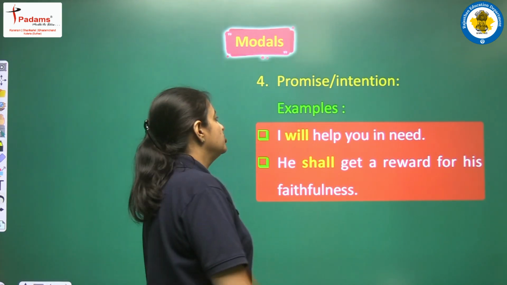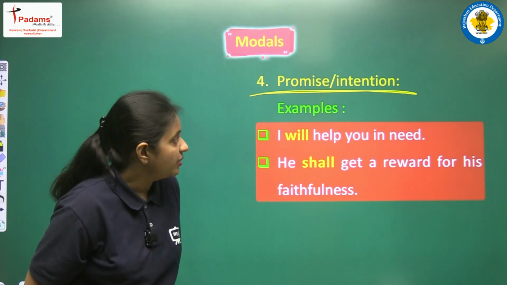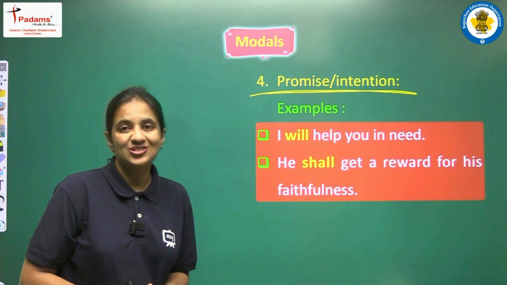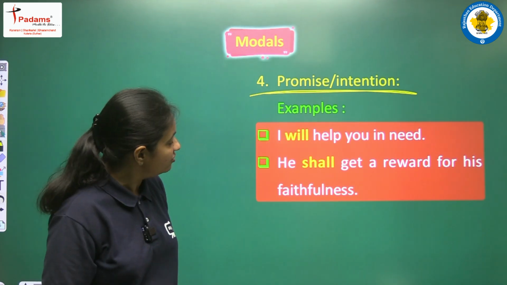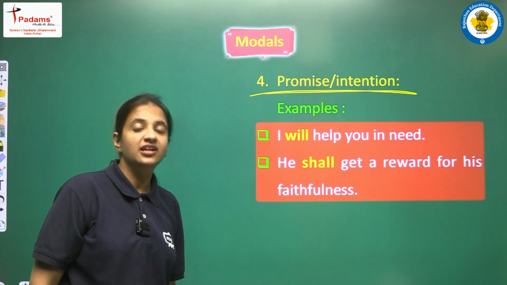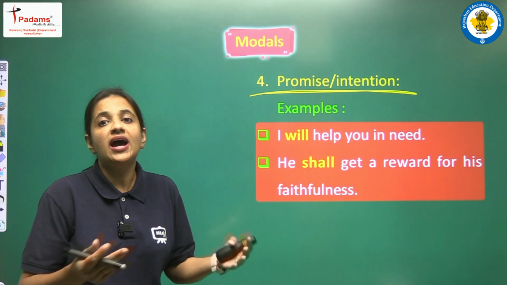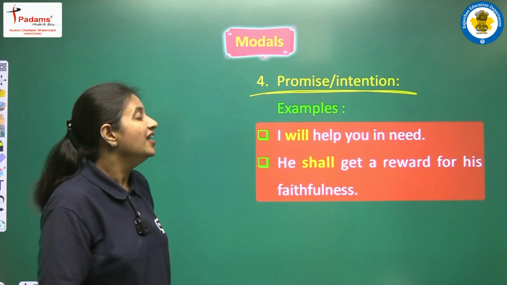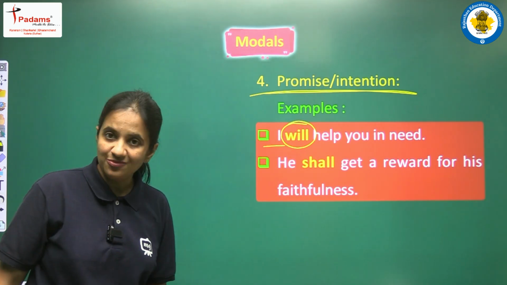Moving on, next we have one more use. So let's read. They are used to indicate, to express a promise, or we can say an intention. So let's read the examples related to this point. The first example is: I will help you in need. So here we are trying to show our promise, our commitment, our intention, and for that we are using will, and we have the first person pronoun here.